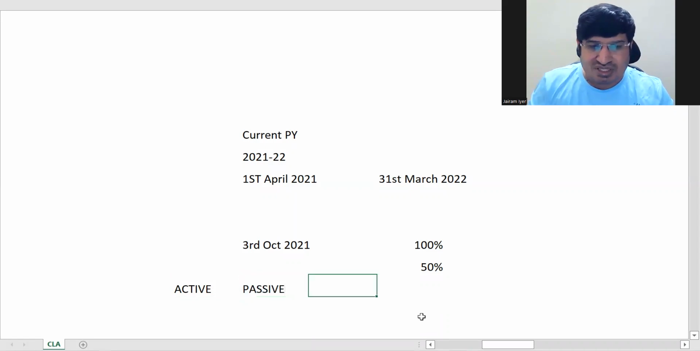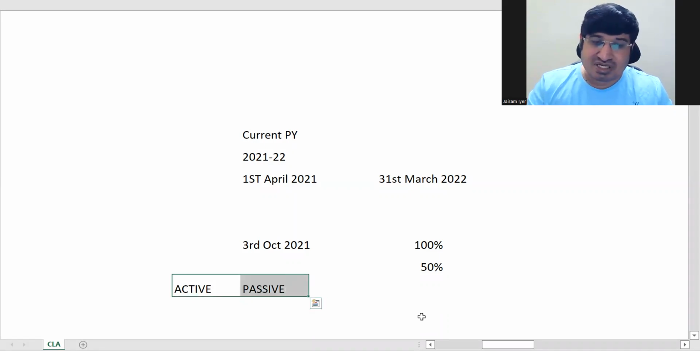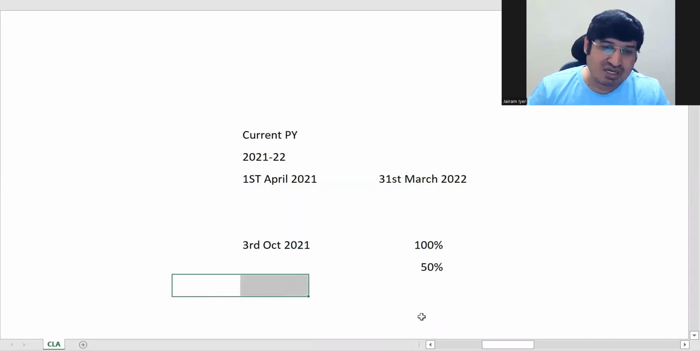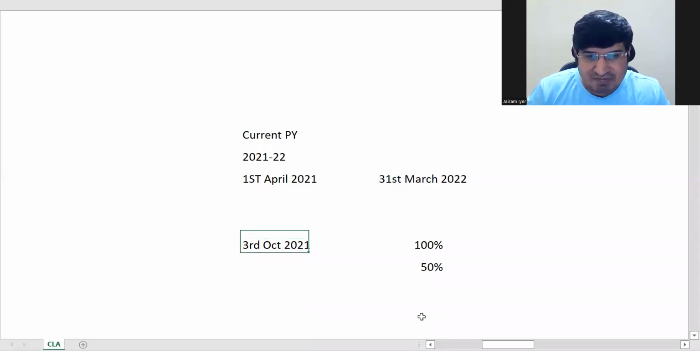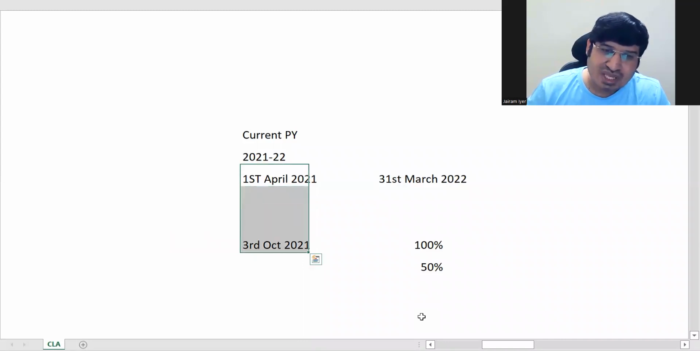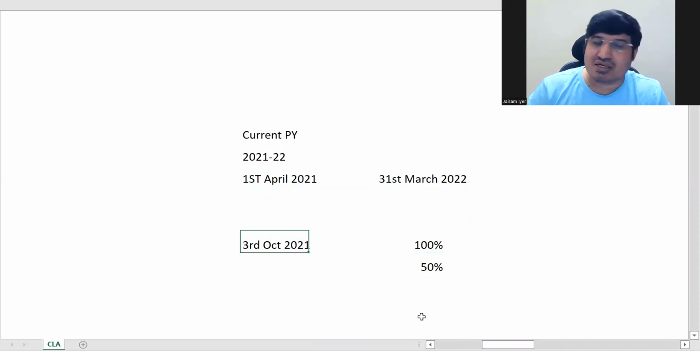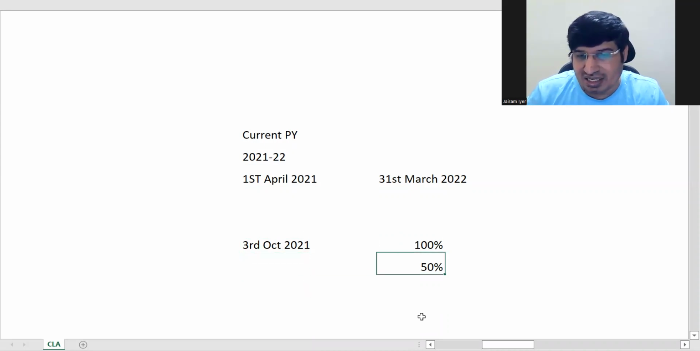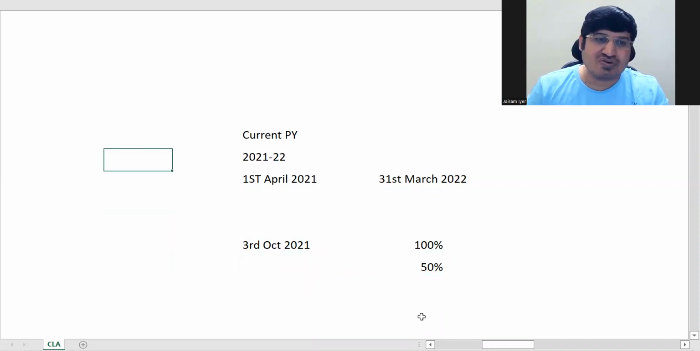Okay. So basically you have to see both, purchase and put to use. That's why we have seen that if you have purchased within 3rd October, you will get 100% depreciation provided you have put to use by 3rd October 2021. If you have put to use after 3rd October 2021, then again it will be 50%. So purchase and put to use will be seen together.